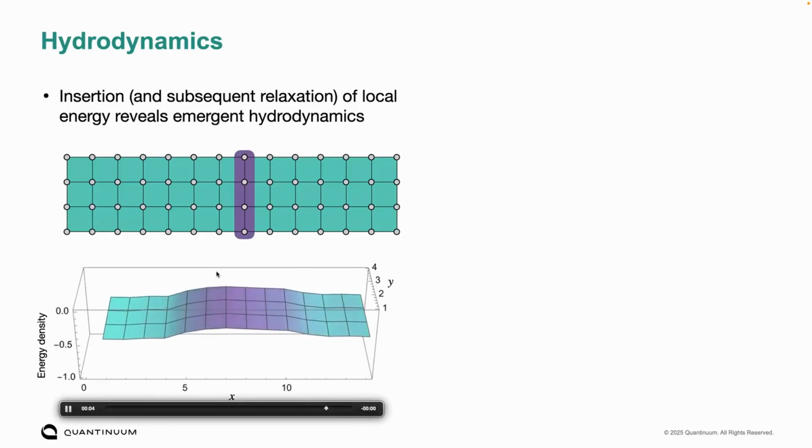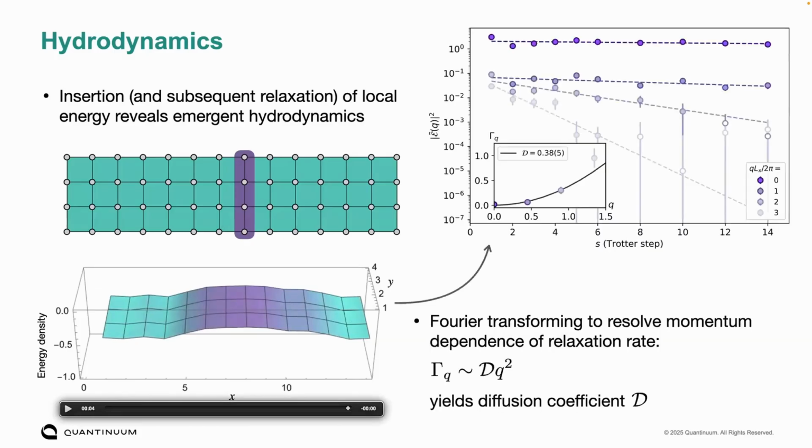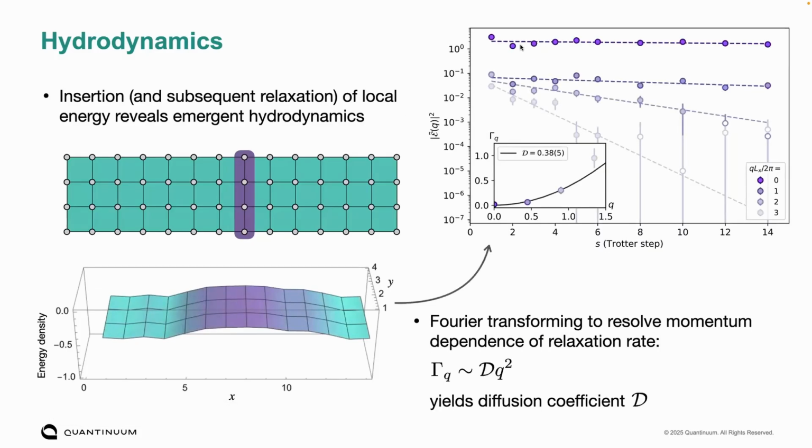And if you take that energy density as a function of space in this kind of system and Fourier transform it, and then look at the way its different momentum components decay with time, you can even do things relatively quantitative, like extract the diffusion coefficient associated with this hydrodynamics. Again, this is all just extracted from quantum data here.